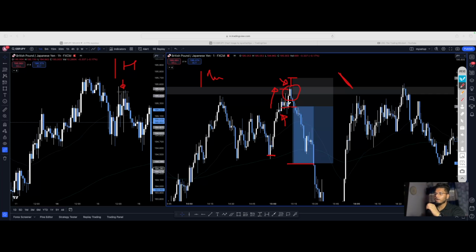is that the buyers tried to take the market up, but the sellers were strong enough to take the market down. And at this particular level, I can take the entry comfortably and place my stop loss above this level, and I just simply aim for my 2 hour target. And I hope this is clear.